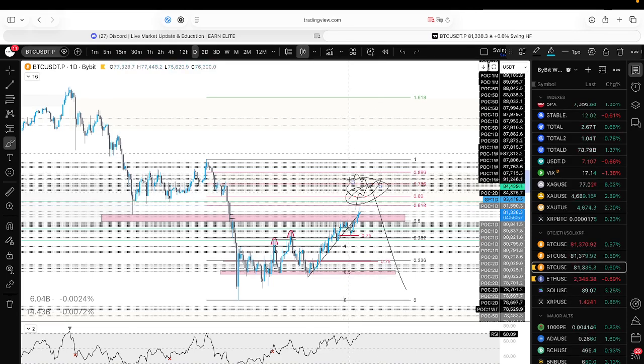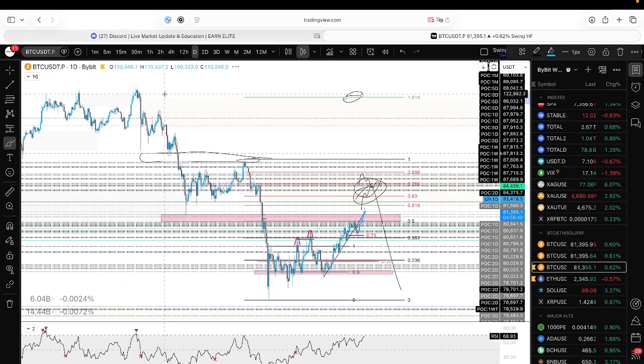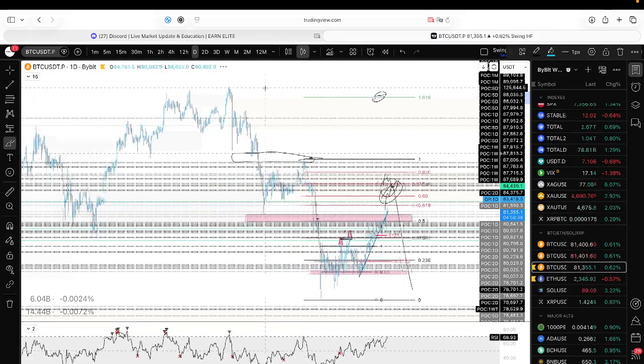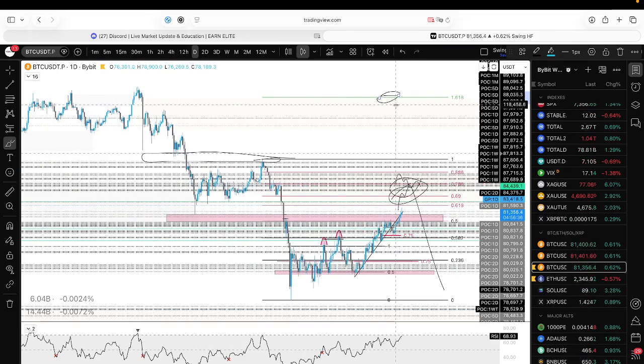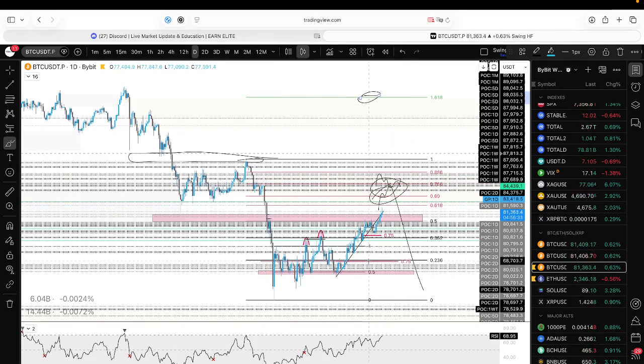Otherwise, if we pump through this zone here, I wouldn't be surprised if we pass, obviously, the main resistance here, targeting this high here. Wouldn't be that bad, to be honest. It would be in line with another all-time high possible. But now the structure is changing. We gained back an important level at 80K.